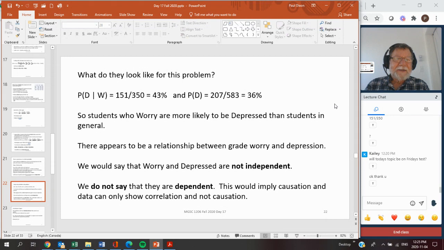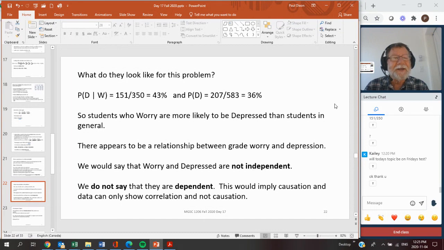Independent is like saying not dependent, isn't it? It's like a negative. So not independent is like a double negative, not dependent. So should we be able to say that they're dependent? No. We try to avoid using that word, dependence, because dependence suggests there's causation. Being worried about grades makes you depressed, or being depressed makes you worry more about your grades. I don't know that. I'm not a psychologist. I've got no proof of that sort of thing. I might believe it, but that's just what the data is showing.